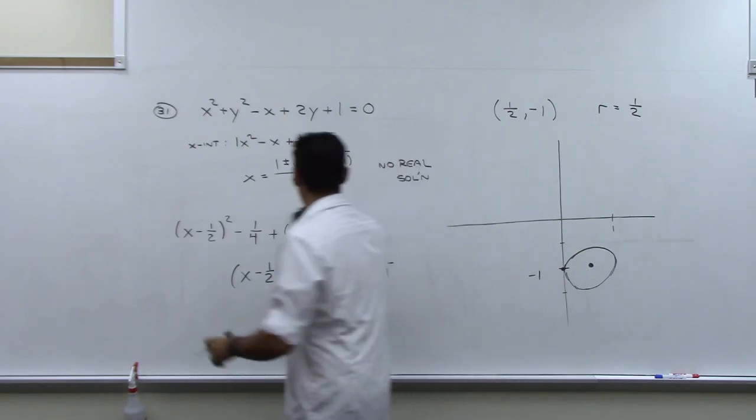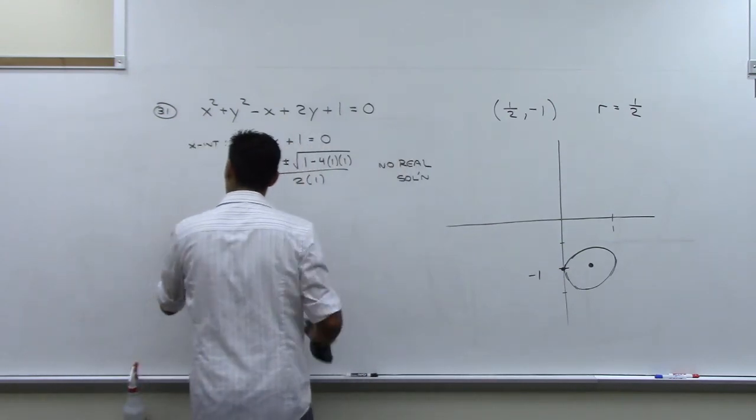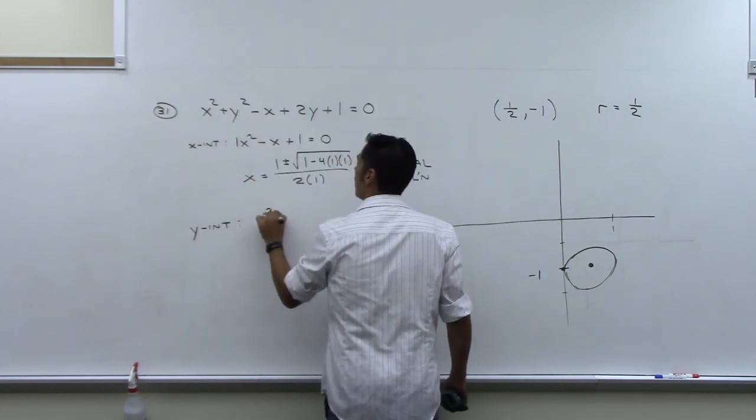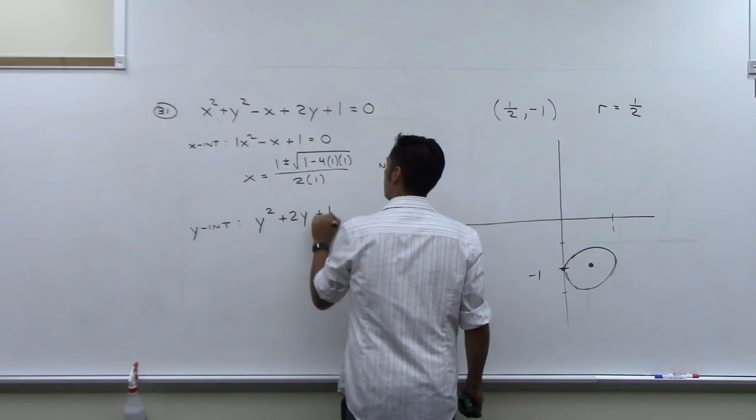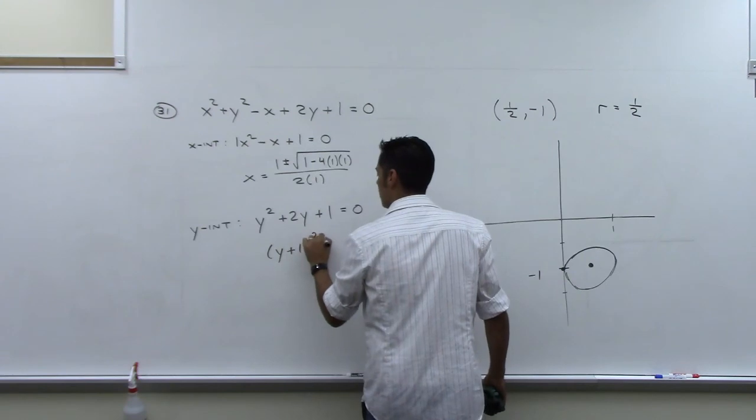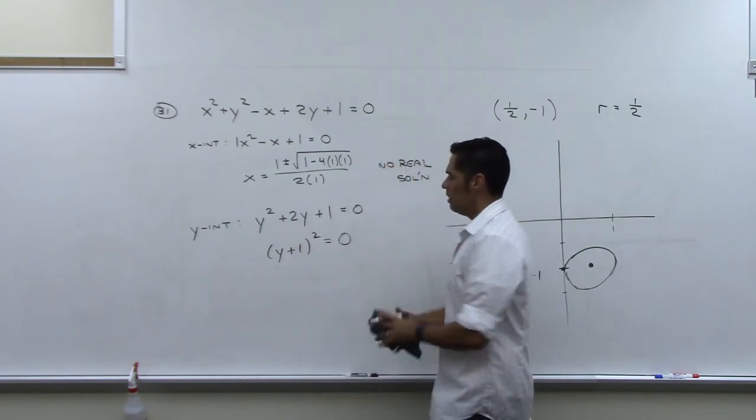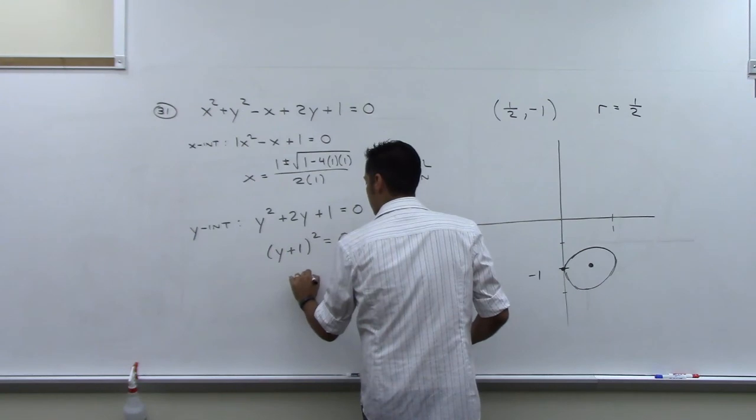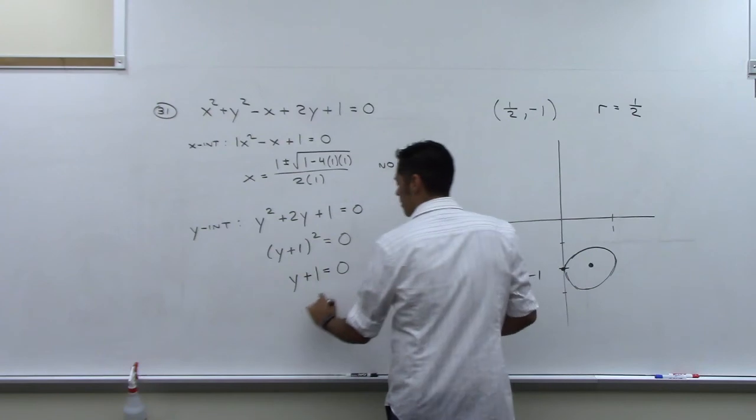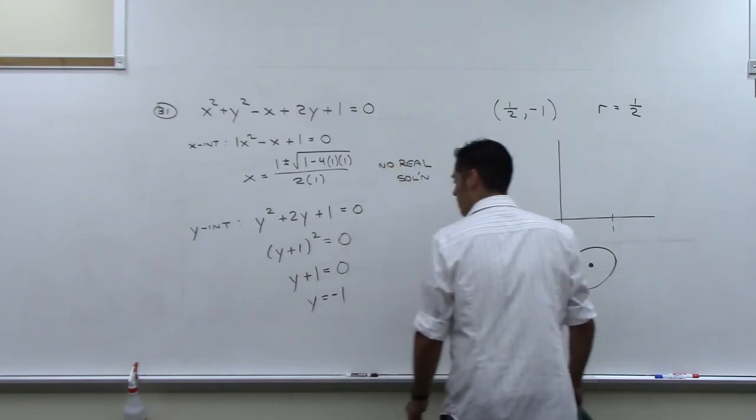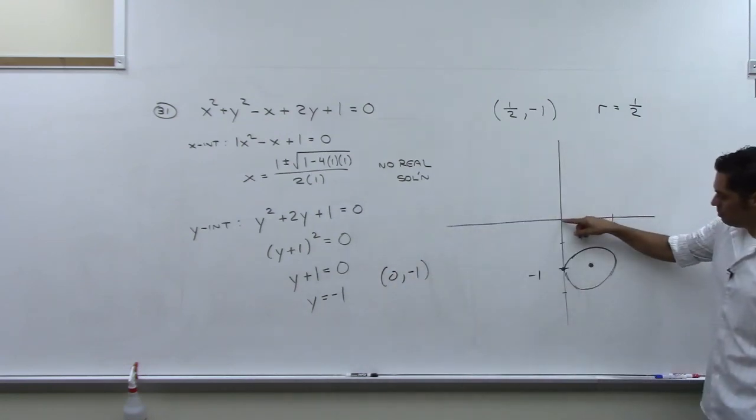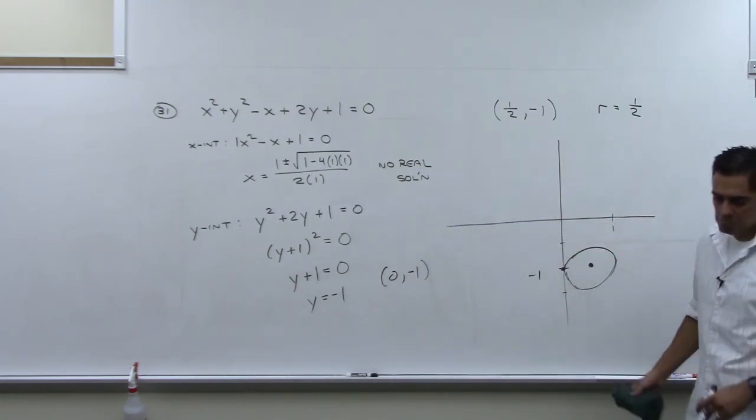Now, if we want to find the y-intercept, we're going to replace x with 0. So this is gone and this is gone. So we have y squared plus 2y plus 1 equals 0. And this right here is a perfect square trinomial again. It factors. And then you take the square root on both sides, you still get 0. When you take the square root of 0 here, you get 0. And then subtract 1, you get y is negative 1. So the y-intercept is 0, negative 1. That's the only one we have. 0, negative 1 is that point right there. Works out.